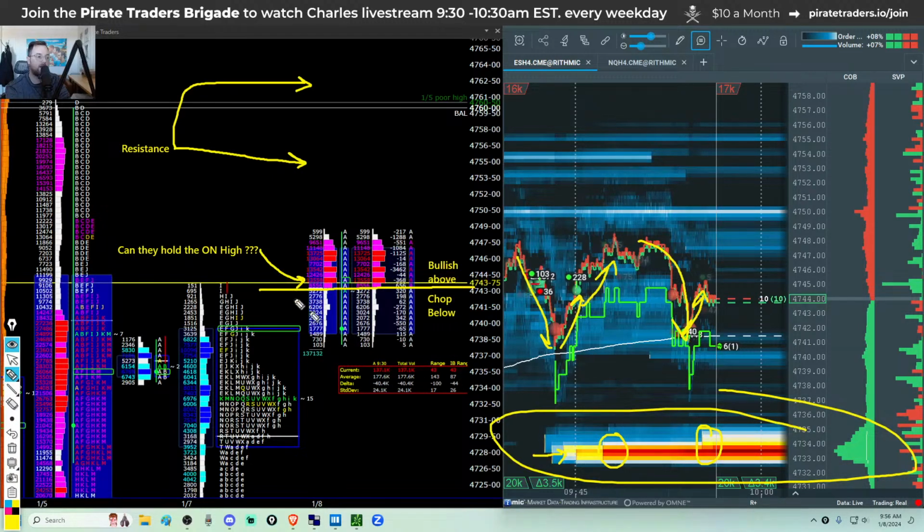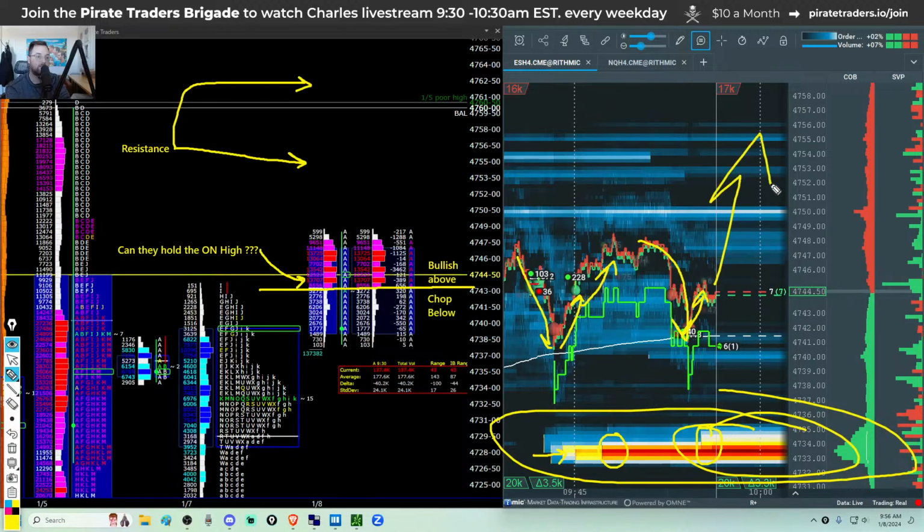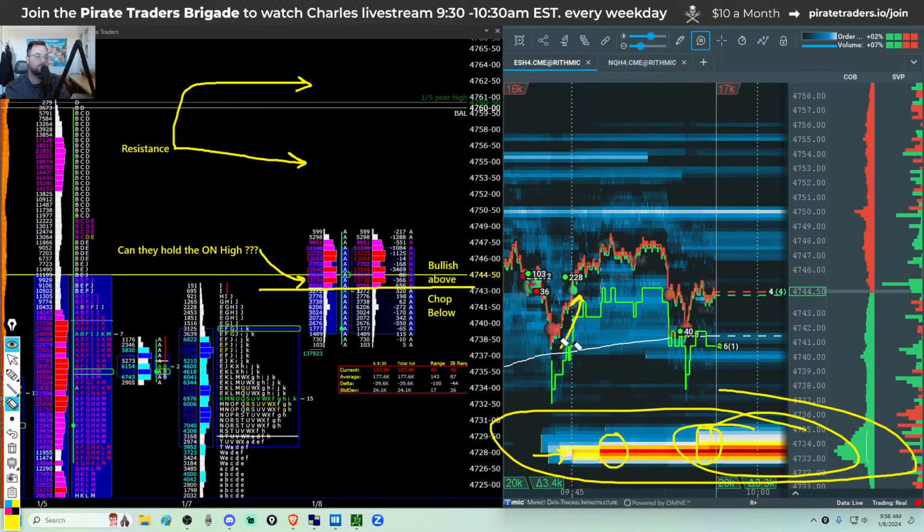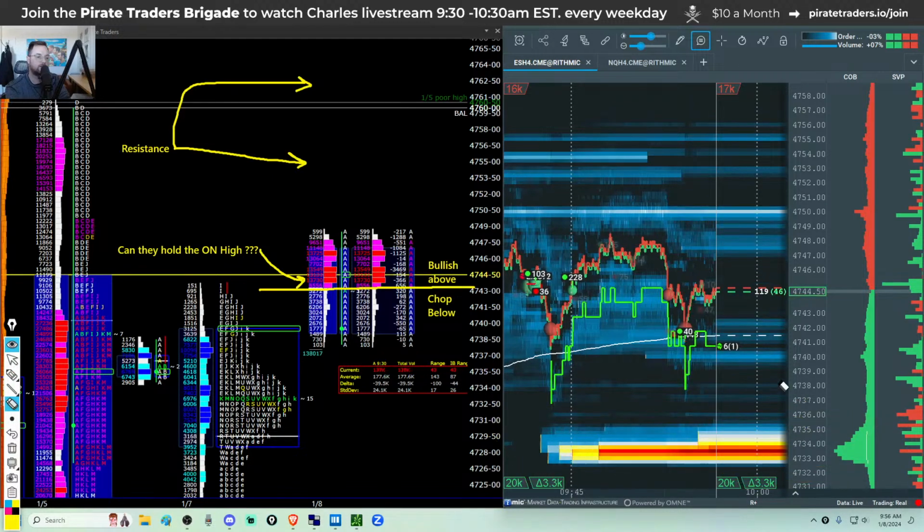So if the overnight high can hold and this disappears, it's going to move much higher very quickly. But as long as it's still there, they got a magnet tugging on them, keeping them from taking off. So I'm watching that. Very choppy.